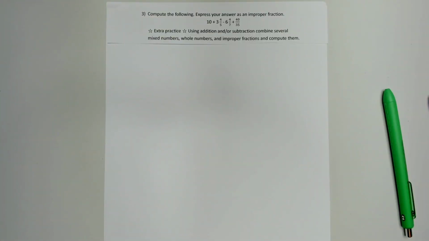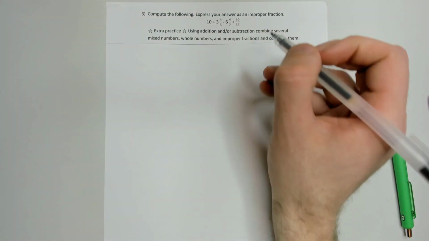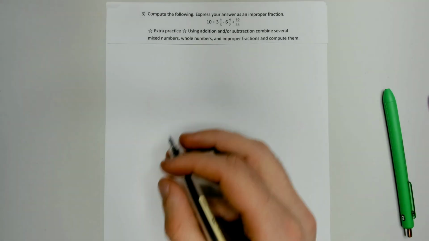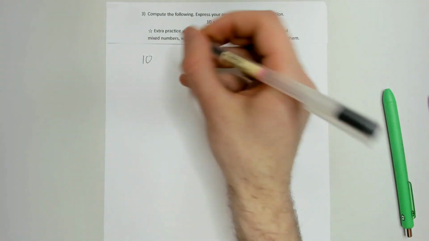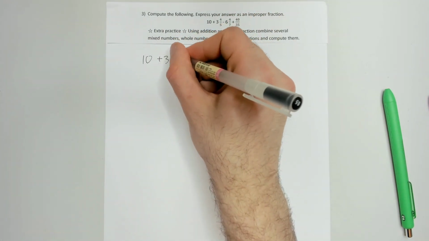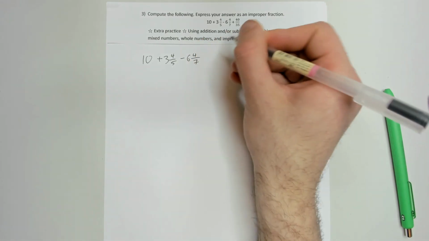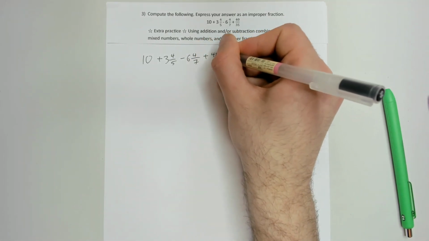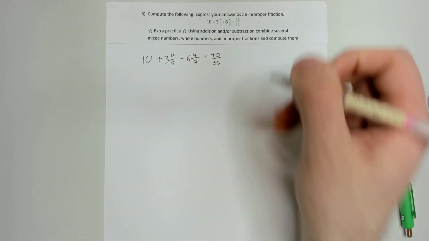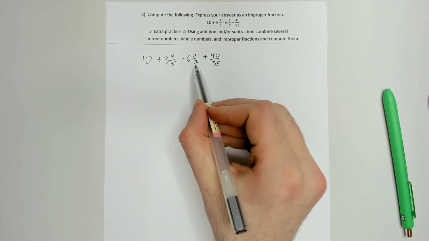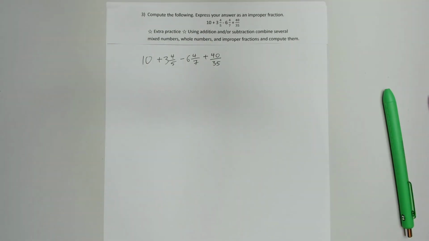Okay, so question 3 says compute the following and express your answer as an improper fraction this time. So that's nice, we don't have to convert it back to a mixed number. All right, so we have 10 plus 3 and 4/5 minus 6 and 4/7 plus 40 over 35. Okay, so we have all of these to combine, and we have some mixed numbers, we have an improper fraction, and we also have a whole number here.